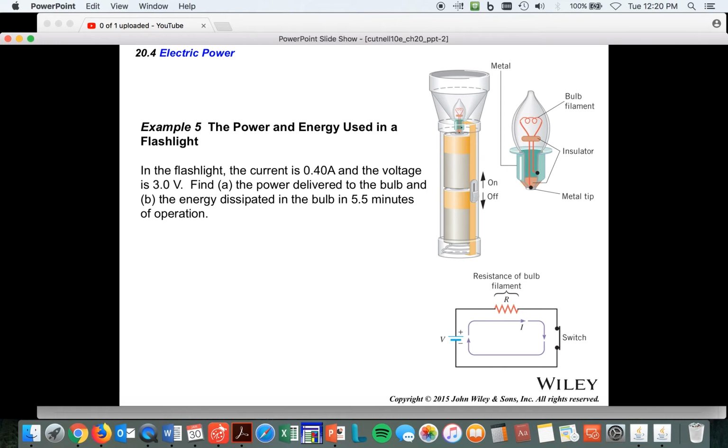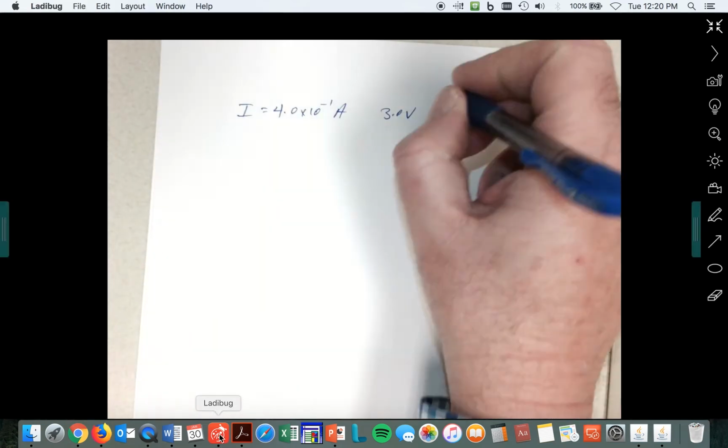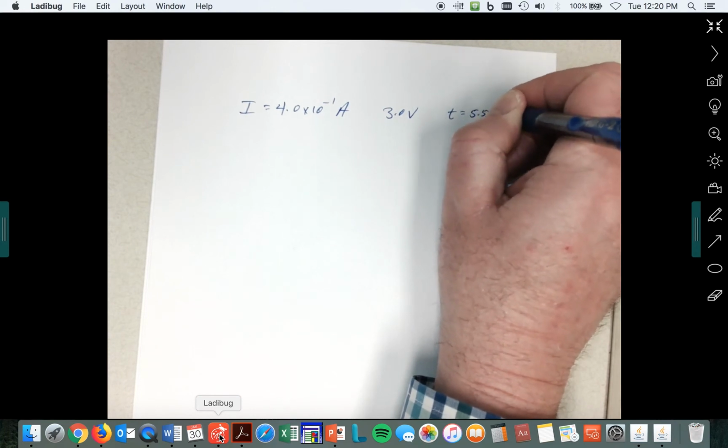minutes of operation. I think this would be a good place to start tomorrow, or on Friday. This would be a good one to start with on Friday. So this is what that would look like, because I think the students sometimes, and then we're going to look at the total energy at 5.5 minutes.